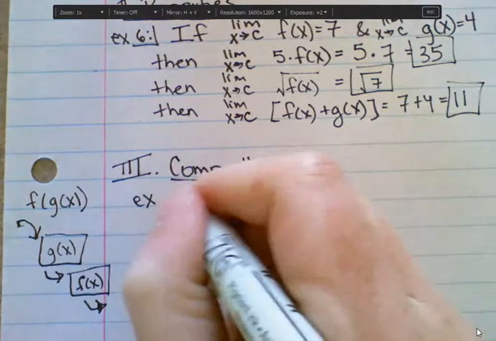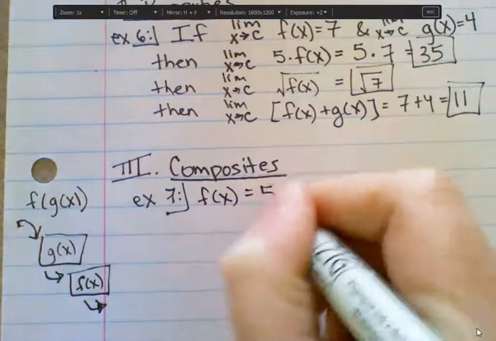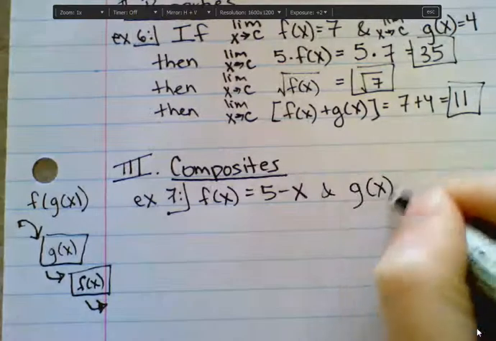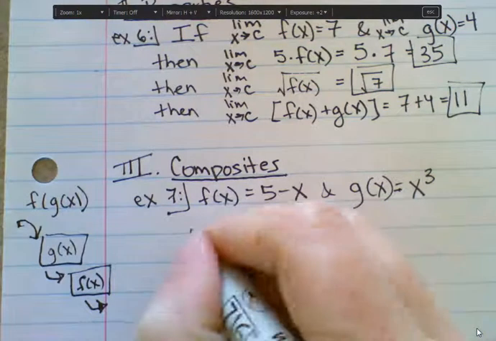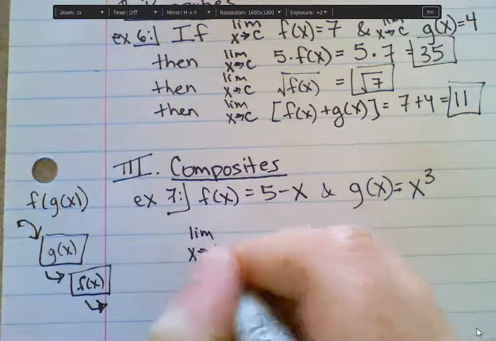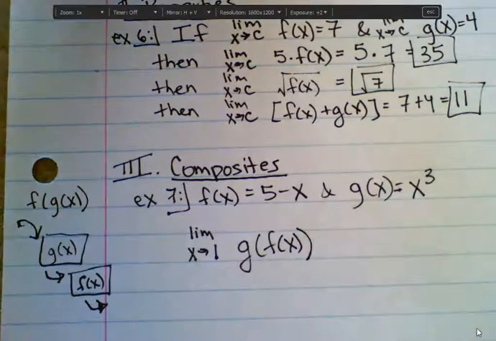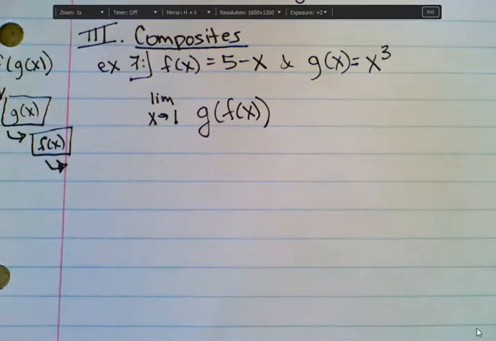So example number 7. I'm going to say f of x is going to equal 5 minus x, and g of x is going to equal x cubed. Okay. And I'm going to ask you to find the limit as x approaches 1 of g of f of x. I'll move this up a little bit too. So take a moment and see if you can think about how you would do this without my help.